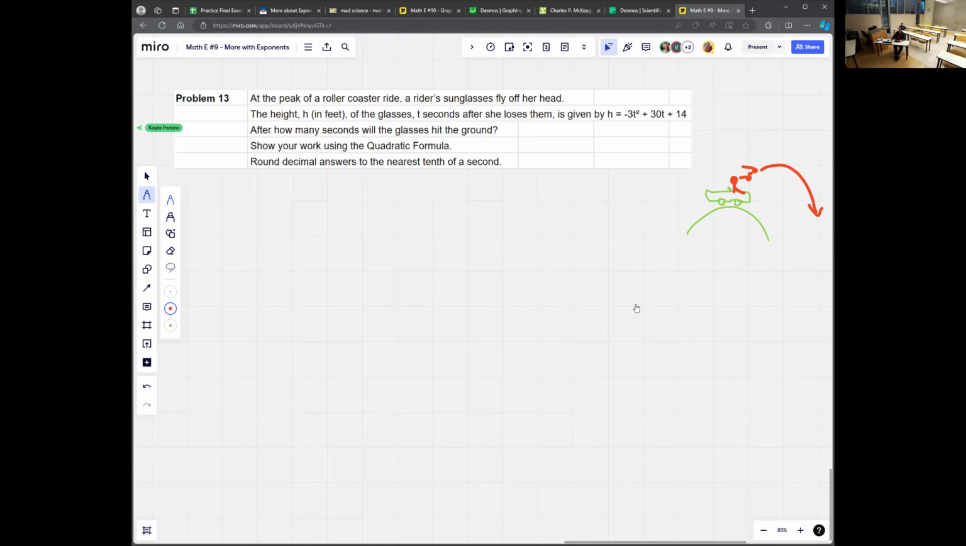The height after she loses them is given by a formula there. I'll write it so it looks a little more legible. H equals negative 3t squared plus 30t plus 14. And remember my habit, whenever I am told one of these, I don't trust the person who gives it to me. Is this really a sensible thing to do? I'm going to plug in t equals 0 and see if it makes sense, because it's really easy to do.